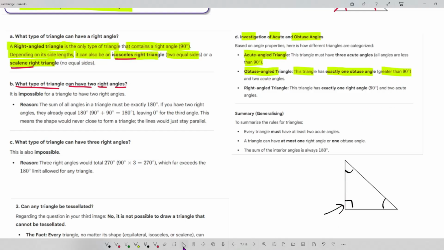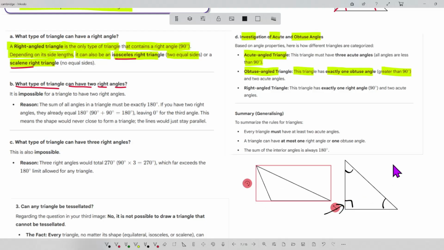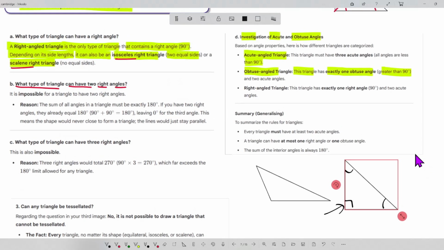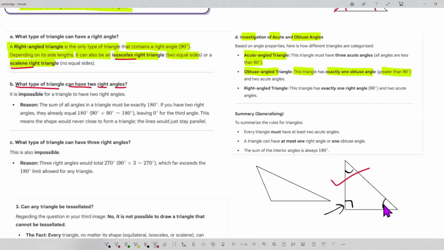So obtuse angle, this triangle has exactly one obtuse angle which is greater than 90. So how can we make this one greater than 90? This is not greater than 90, but now we can make, look, this one greater than 90 and two acute angles. So a right angle triangle has exactly one right angle, 90 degree, and two acute angles like this. And now we are generalizing. To summarize the rules for triangles, every triangle must have at least two acute angles.